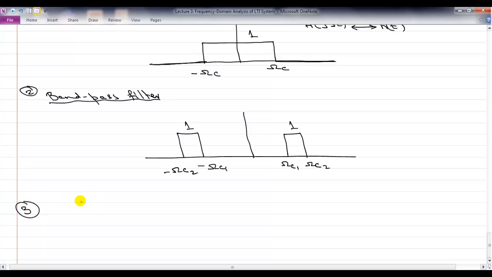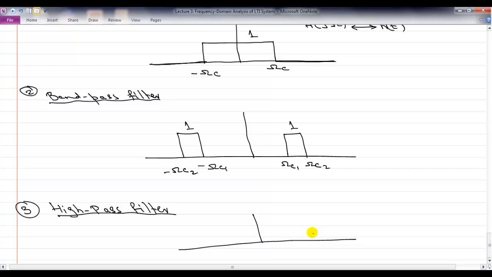There is a flip version or inverse of the low pass filter, which is called the high pass filter. So a low pass filter kills all frequencies that are above a certain range. What does a high pass filter do? It keeps all the frequencies that are above a certain range and kills all the frequencies below that. So if you had to draw the frequency response, it will look like this.